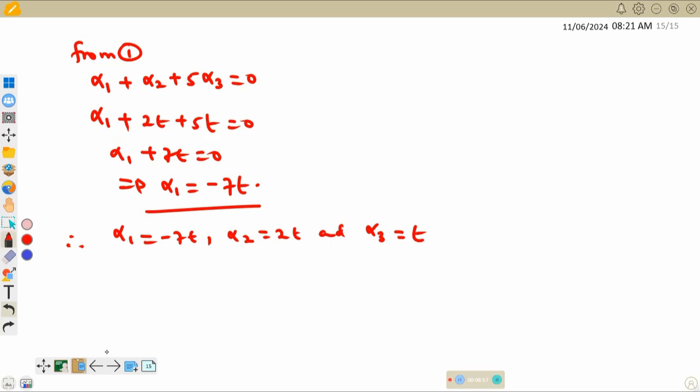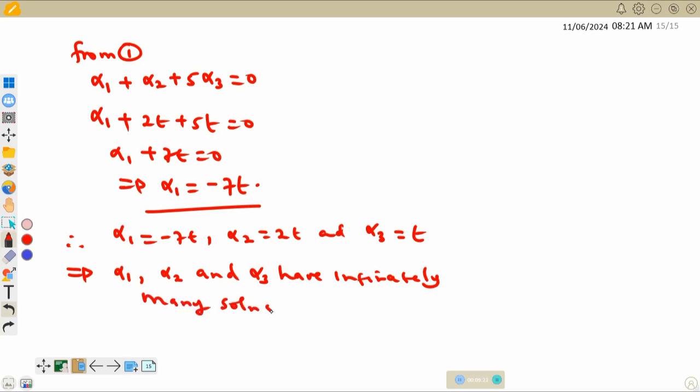So clearly we can say that alpha 1, alpha 2, and alpha 3 have infinitely many solutions for t, which is an element of R. So for any value of t, you'll be able to get alpha 1, alpha 2, and alpha 3.